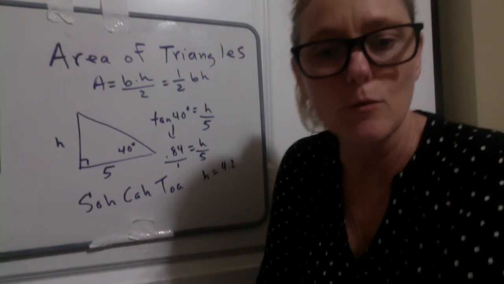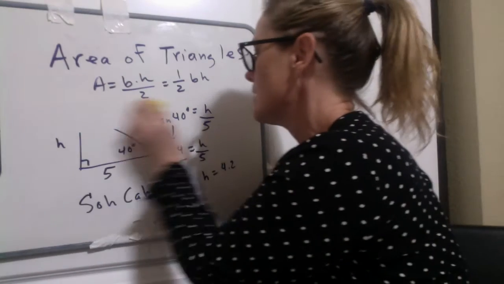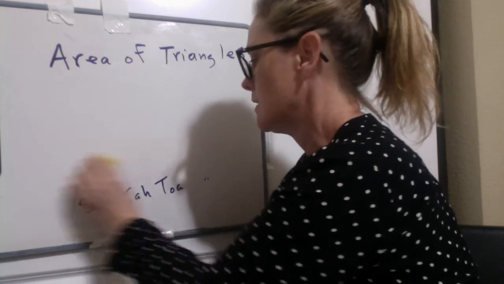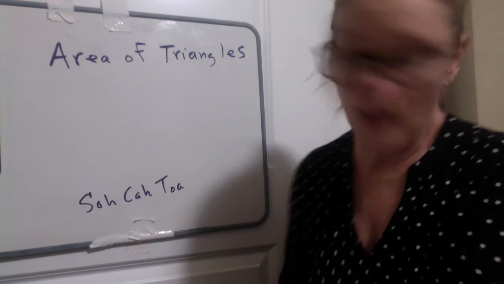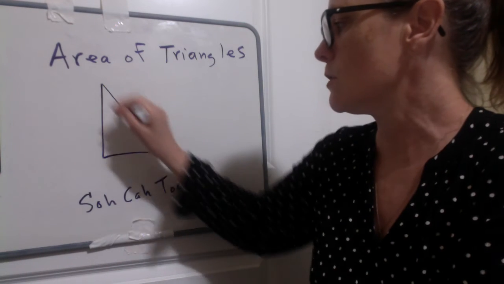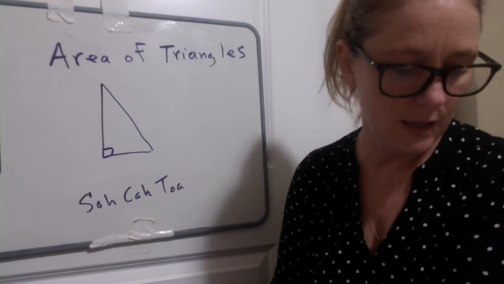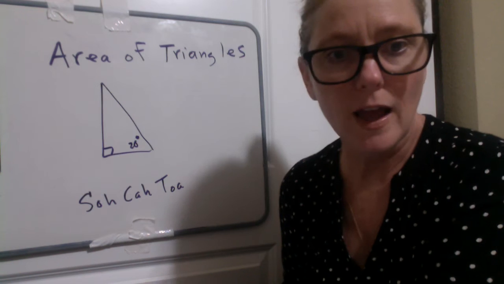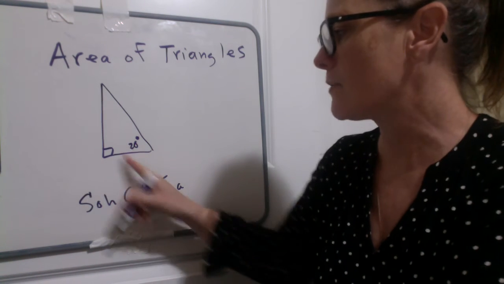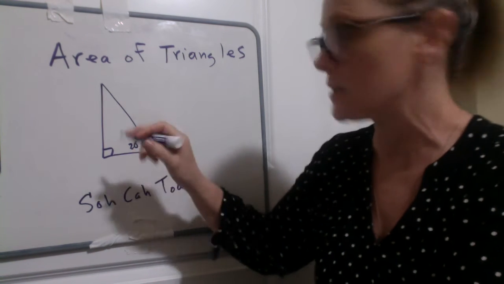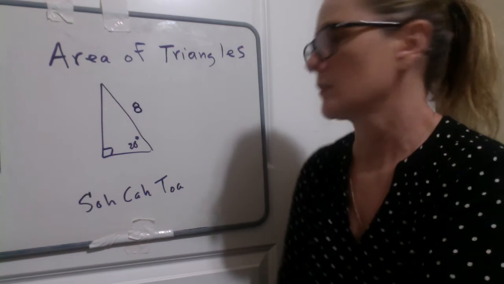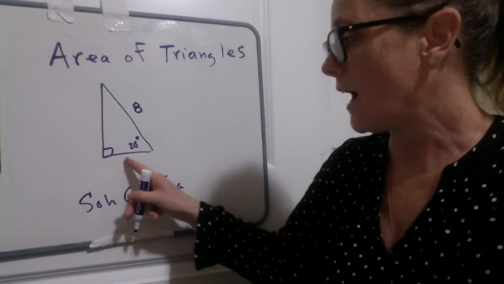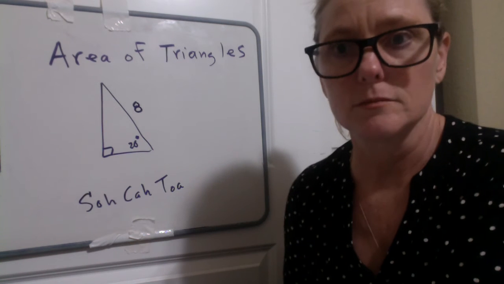Okay, all right, let's look at one more. So same thing. What if I have, I'm going to erase that up there. Leave SOHCAHTOA. What if I have a right triangle and let's say it's a 20 degrees here, and I don't have either of the legs, but I do have the hypotenuse. Let's say it's 8. So if I want to find the area, base times height divided by 2, I don't have the base, I don't have the height. What am I going to do?